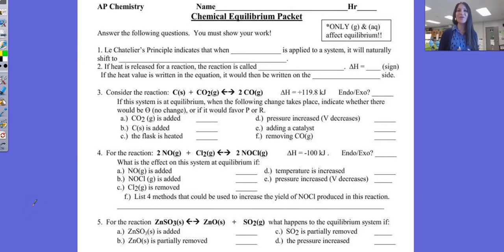Happy day. This is just a quick run through of some of the problems on the equilibrium packet that may be a little bit confusing. Just kind of go over some of them together here.